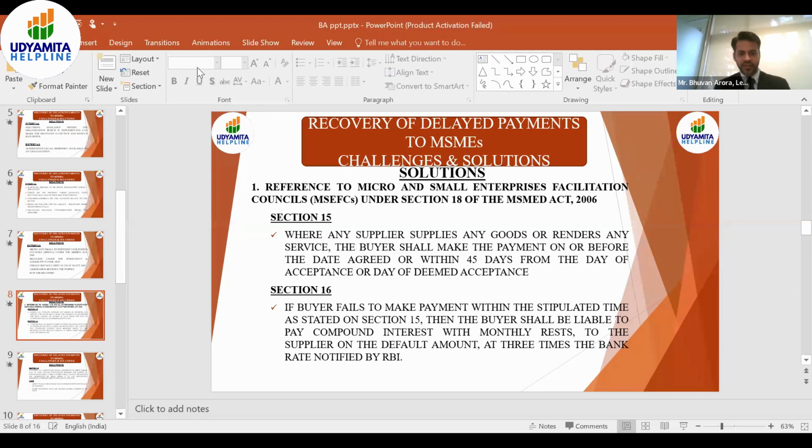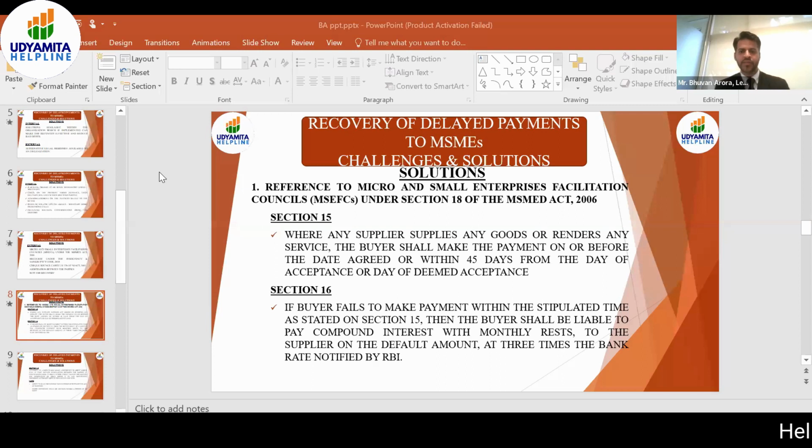Now section 16: if he doesn't make payment, then what happens? If the buyer fails to make payment within the stipulated time as stated in section 15, then the buyer shall be liable to pay compound interest with monthly rests to the supplier on the default amount at 3 times the bank rate as notified by RBI. So the buyer will be under an obligation through the Act to make payment with interest at 3 times the bank rate.